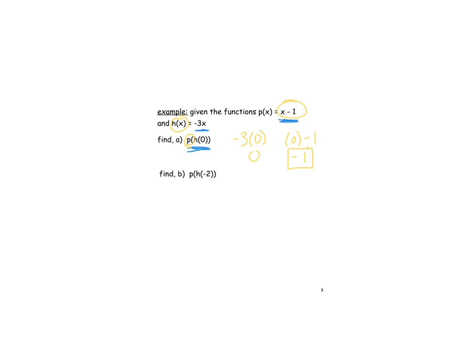Let's try the letter B. Find p of h of -2. So I'm going to plug in -2 into h, which was -3x. I get +6, and now I take the +6 and I plug it into p, which is x minus 1. So instead of x, I'm going to put in my answer, which was 6. 6 minus 1 is 5. If you have to pause and rewind and really watch, that's totally fine. I hope you're doing that.